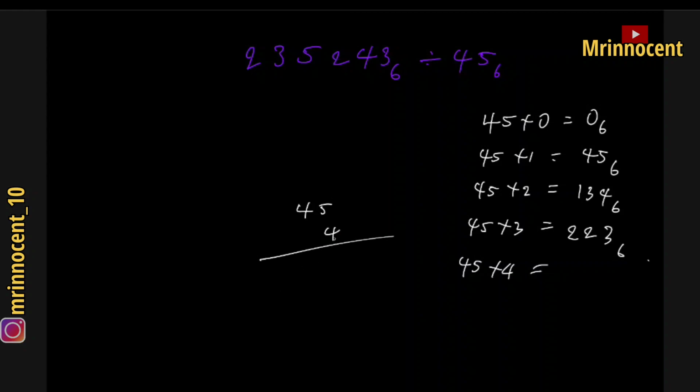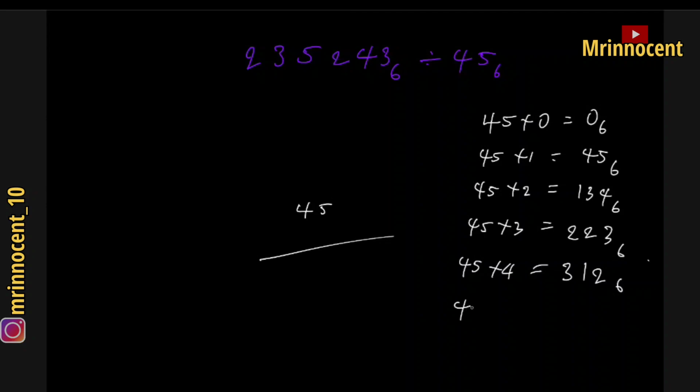45 times 4: 4 times 5 is 20. 20 in base 6 is 3, remainder 2. 4 times 4 is 16, plus 3 is 19. 19 in base 6 is 3, remainder 1. So you have 312 in base 6.